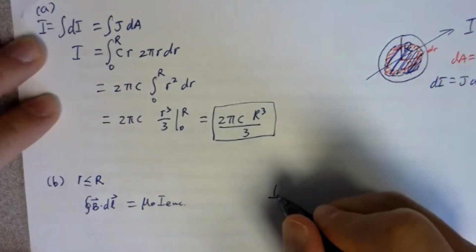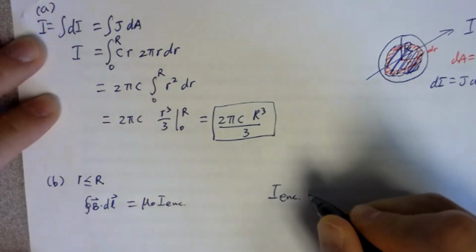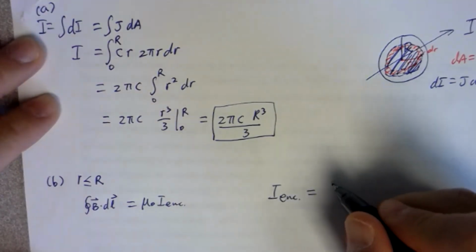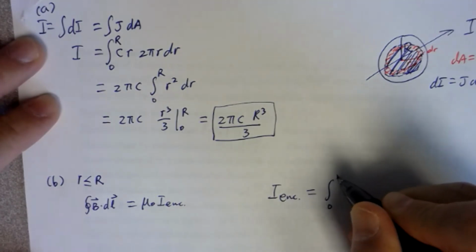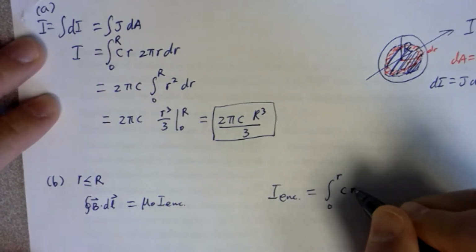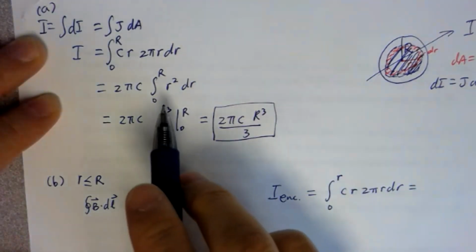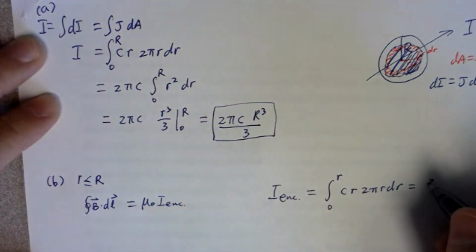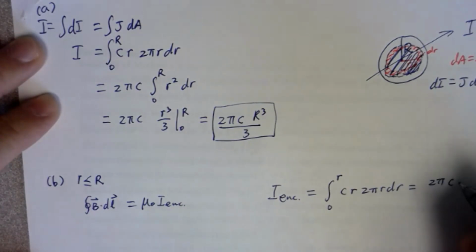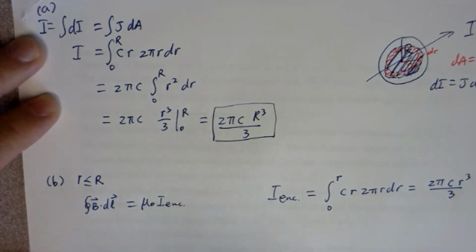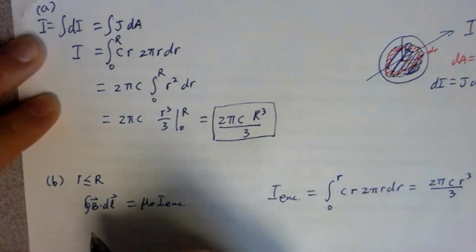So you can calculate I enclosed first, which would be equal to the same thing, but the integral from 0 to r of C r times 2 pi r dr. You can follow that, and the result will be simply 2 pi C small r cubed over 3, instead of capital R. So this will be the I enclosed.